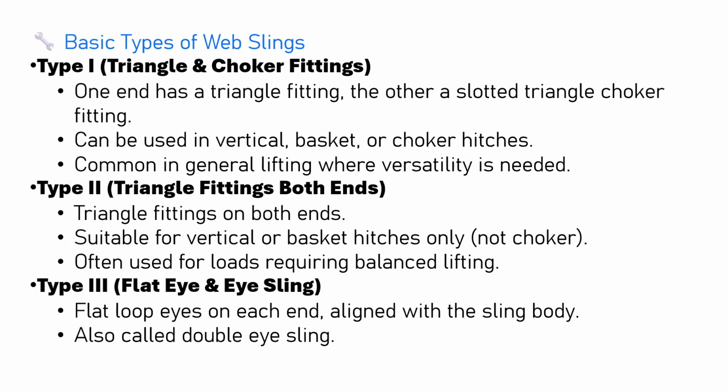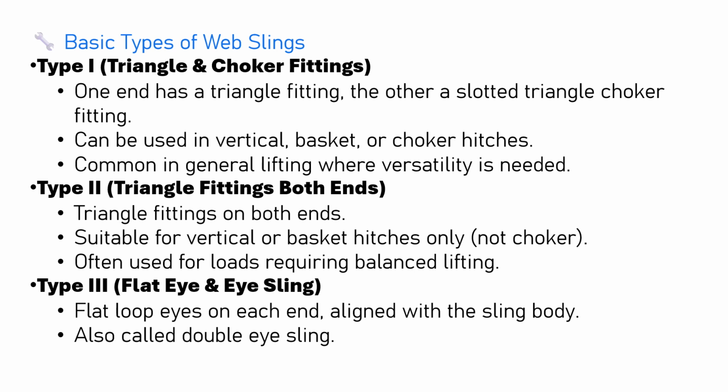So some basic types of web slings we have to use in industries. I think we have five types of web slings. The first type: triangle and choker fittings. One end has a triangle fitting, the other a slotted triangle choker fitting. This one is suitable for vertical or basket choker hitches, common in general lifting where versatility is needed. Somewhere we have to use vertical lifting, somewhere we have to use the basket type. So in those areas we have to use this first type.